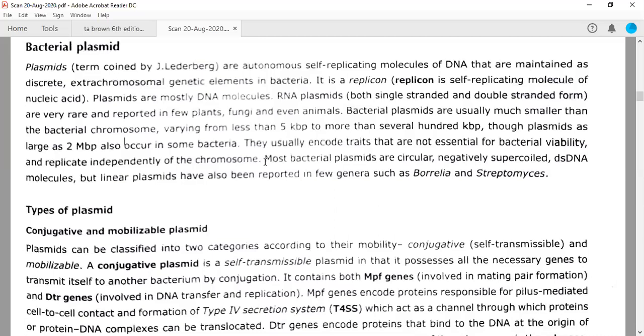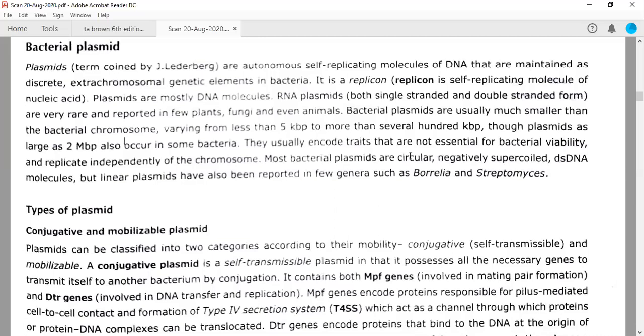Plasmids generally do not have the essential genes. They generally have those genes which give some type of extra advantage to that particular bacterium. For example, resistance to certain antibiotics, or they help in transfer of genes, for example, the fertility F plasmid. So they give some extra advantage to the bacterial cell, but are not essential for the bacterial viability or survival.